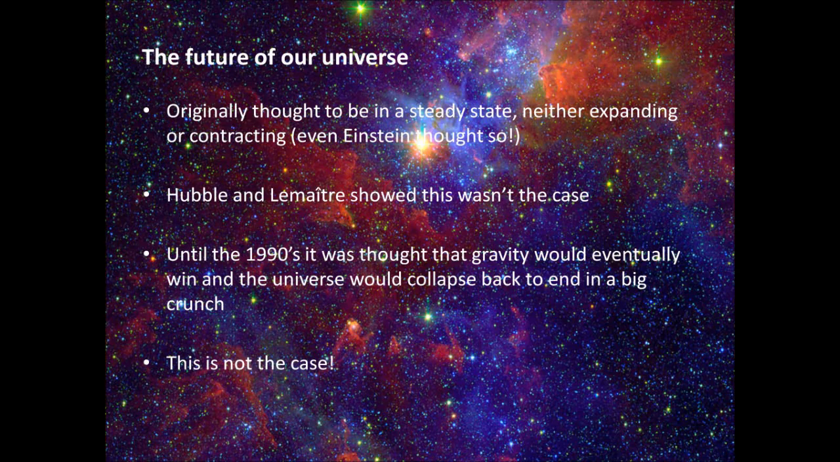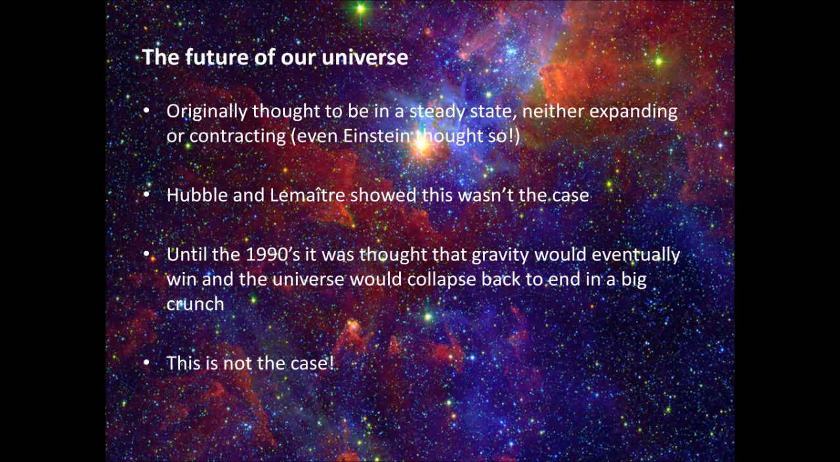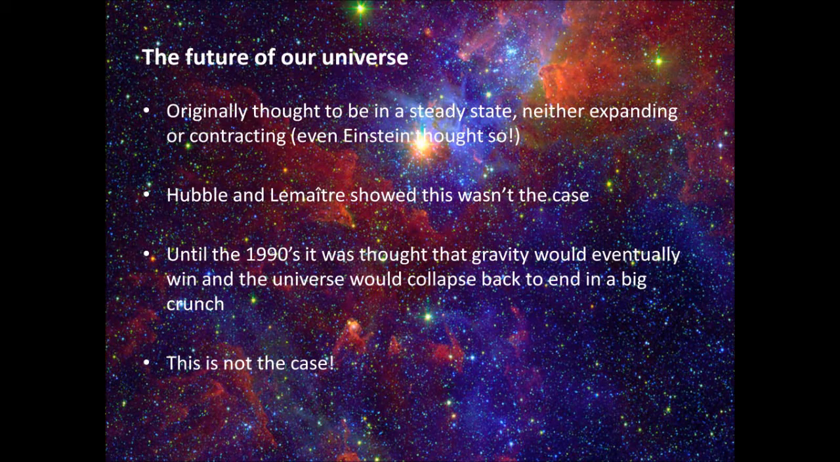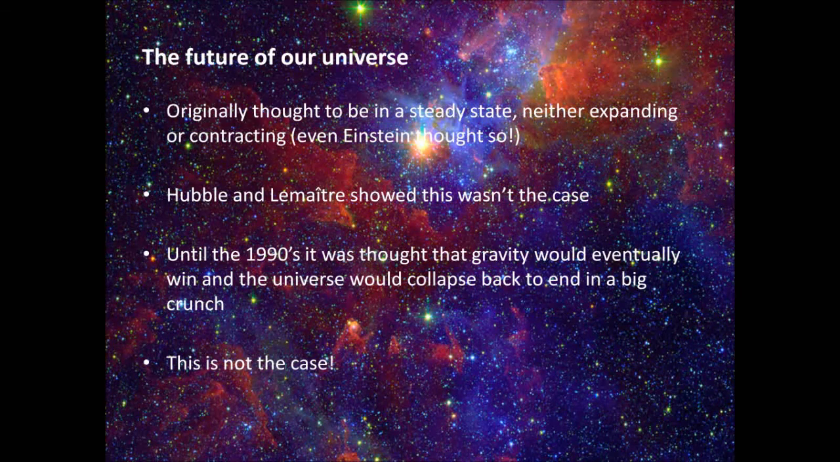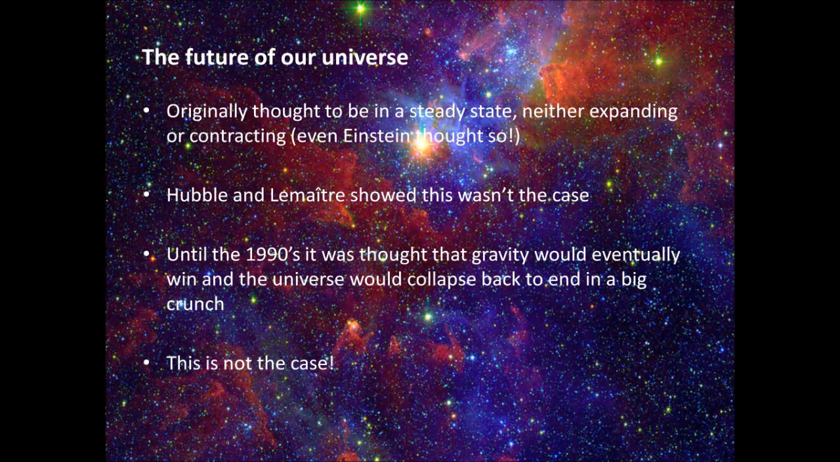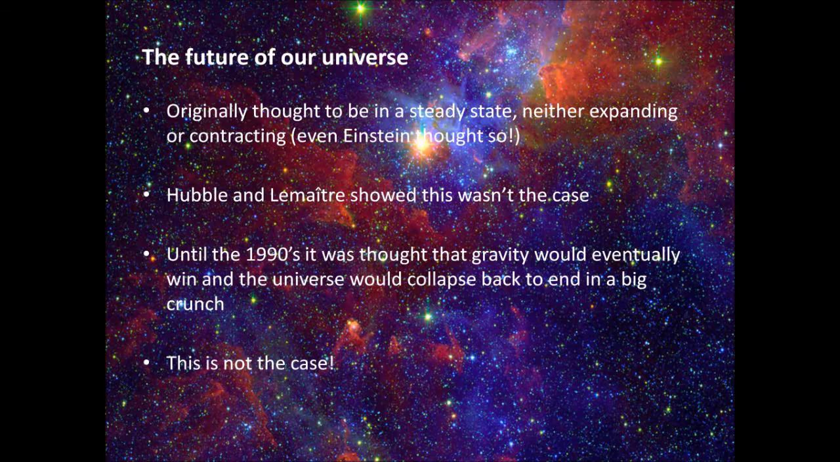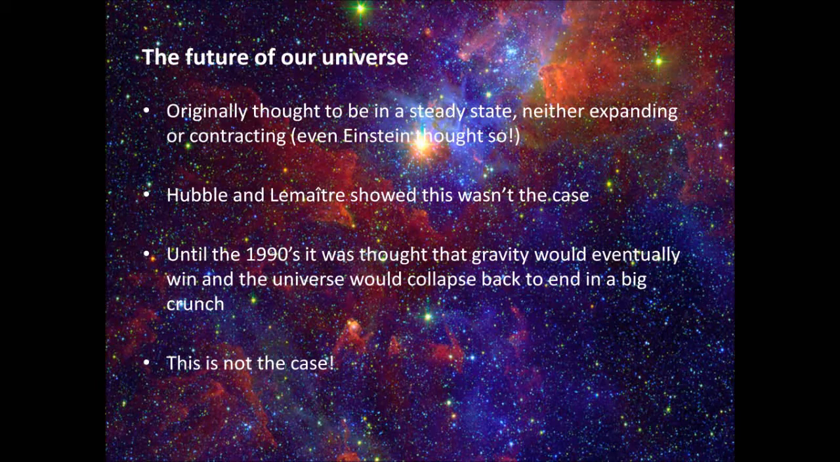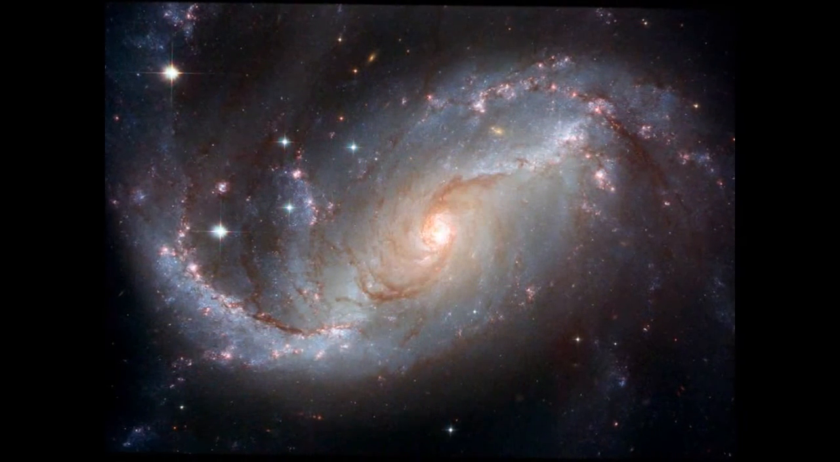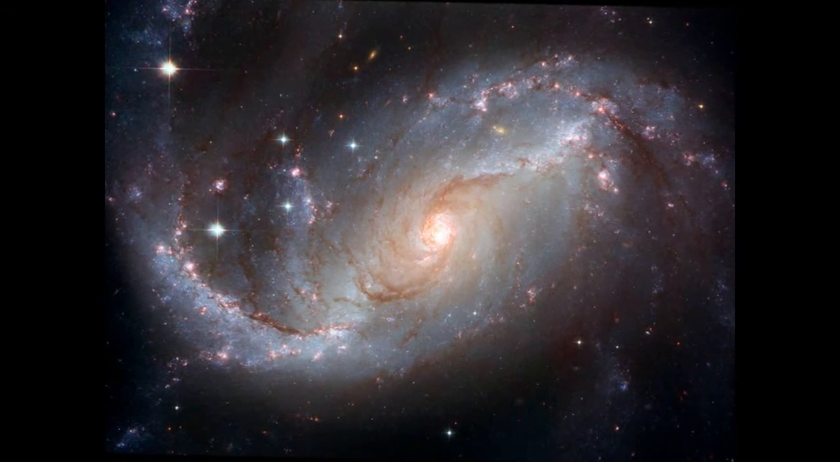Now, originally, people thought the universe was in a steady state. It was neither expanding nor contracting. And in fact, even Einstein originally thought so. He added extra terms into his equations to keep the universe in this steady state, and he called that his greatest mistake. But Hubble and Lemaitre showed that this really wasn't the case, and until the 90s it was thought that gravity would eventually win the battle for the universe.